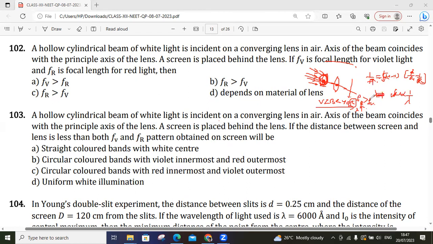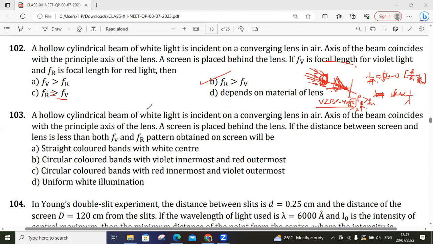So 1 and 2 is B. FR is greater than FV, this is also there. Okay. Maybe some misprint, maybe an equal sign is there. Understood? So this white light here, red light will come. FR is more, so red light will come here. Then white light will be here somewhere. So there will be lights at different places.